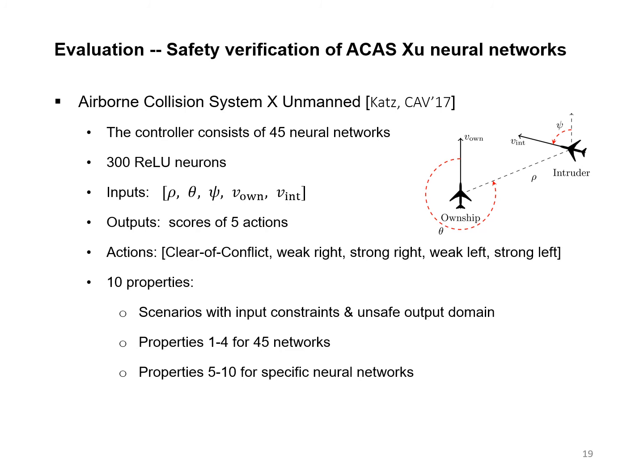The output of the neural networks corresponds to the scores of 5 actions. The 5 actions are clear of conflict, weak right, strong right, weak left, and strong left. There are 10 properties for the neural network controllers. Each property specifies one scenario with an input constraint and an unsafe output domain. Properties 1 to 4 are designed for all 45 neural networks, and properties 5 to 10 are only for some specific neural network controllers.